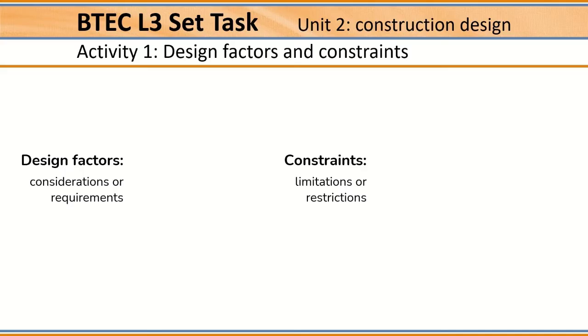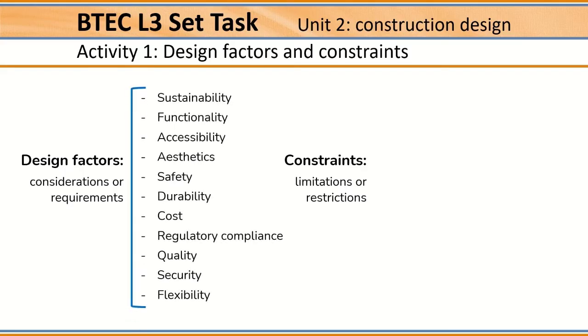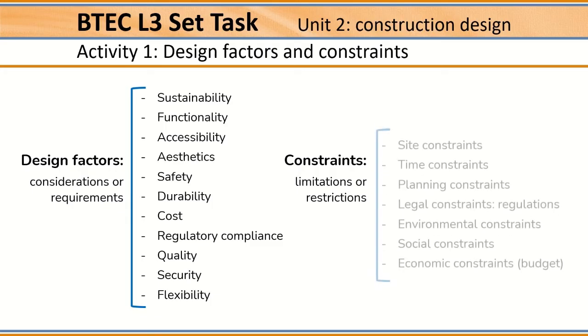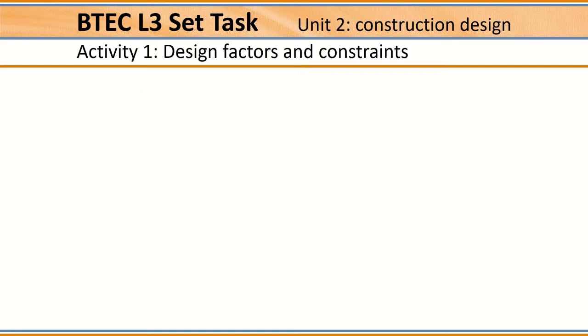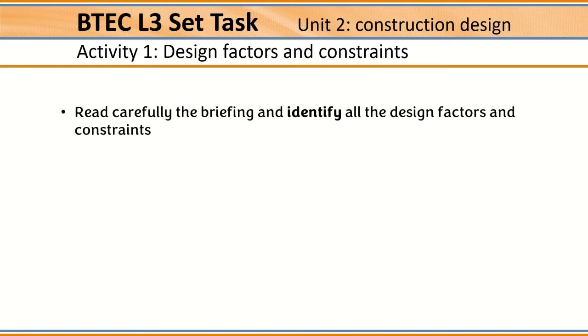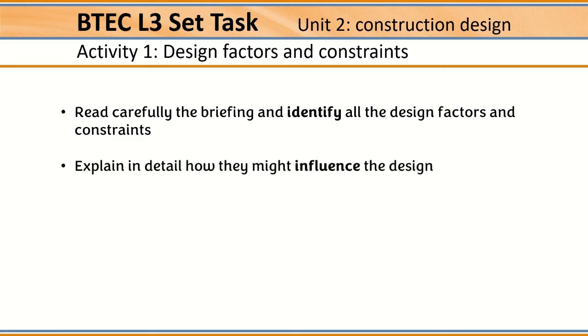Here you have a list of different design factors, and here you have a list of different constraints. When you answer the question, you won't need to explain all these design factors and constraints, only the ones that are relevant to the scenario. How to start with this activity? First of all, you need to read carefully the briefing and identify all the design factors and constraints. Then, you need to explain in detail how they might influence the design. And finally, you need to offer solutions to the problems.